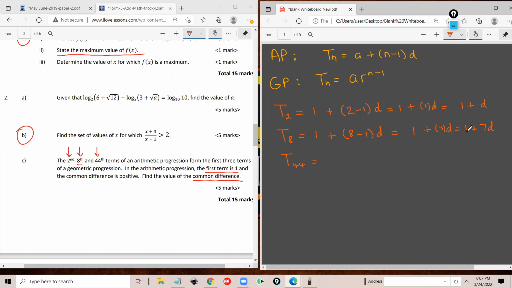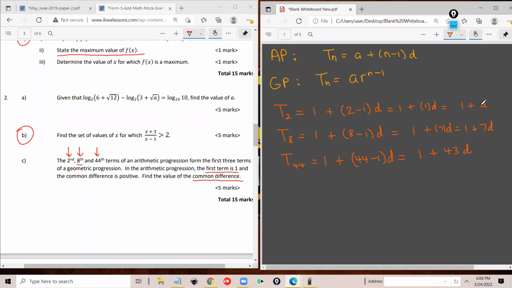For those who got it wrong, you understand how you got it wrong? I'm getting 7d here. Some people put minus 6d. Right? For those who got it wrong, just confirm with me now. And for T44, it's 1 plus, we're pretending n is how much? 44. 44 minus 1, and we don't know d. So over here, we're going to get 1 plus 44 minus 1 is 43d.